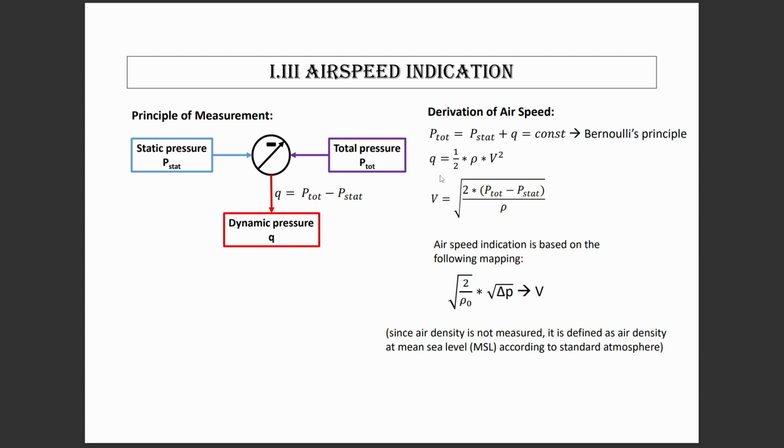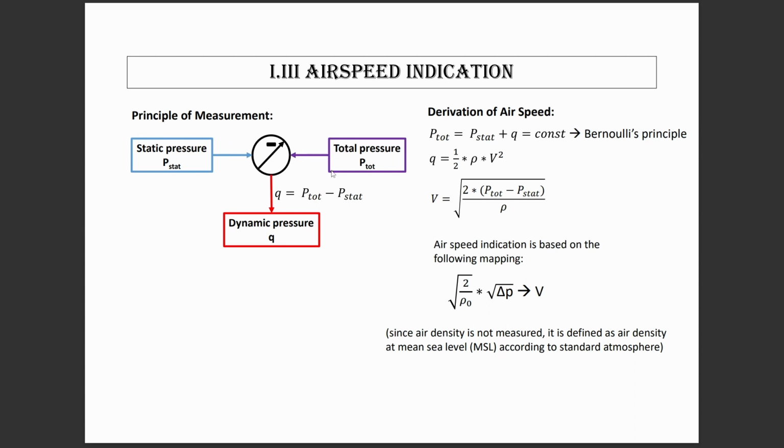Now, we can use this equation to determine our airspeed from the dynamic pressure. And because of Bernoulli's equation, we can write the dynamic pressure as the difference between the total pressure and the static pressure. We just move static pressure to the left of this equation, and then we have total pressure minus static pressure equals dynamic pressure. We can plug this into this equation and solve for airspeed, and then we end up with this. And this is essentially exactly what your airspeed indicator does.